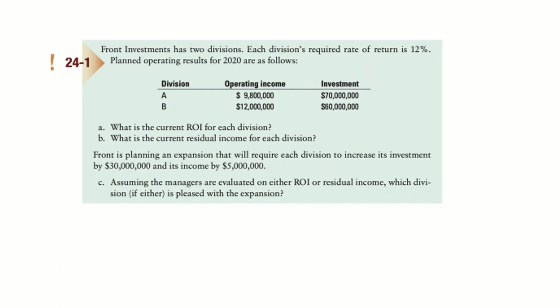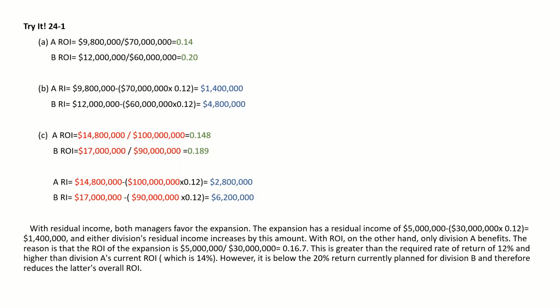Extended division A operating income is $14,800,000. The expanded A division investment is $100 million. Extended division B operating income is $17 million. The expanded B division investment is $19 million. We apply the formulas in both parts with the extended values, then we look at the new and old values. Only division A benefits from the new return on investment, and expansion is supported for division A.